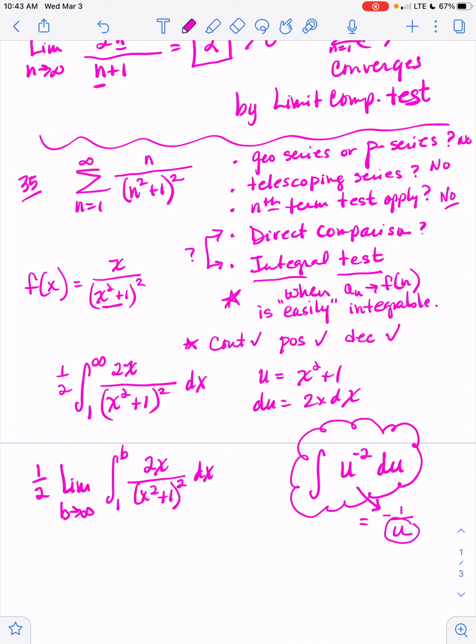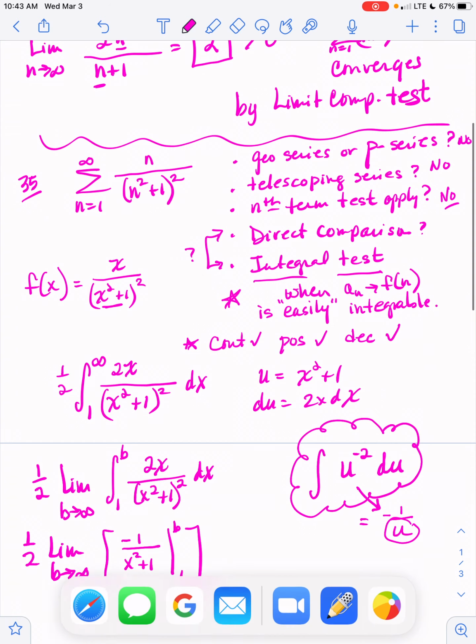Okay, and what was u? U was x squared plus 1. So just be careful with what you're calling scrap work. This is scrap work, what I'm thinking off to the side, versus my official work. Negative 1 over x squared plus 1, and I'm doing the fundamental theorem between 1 and b.